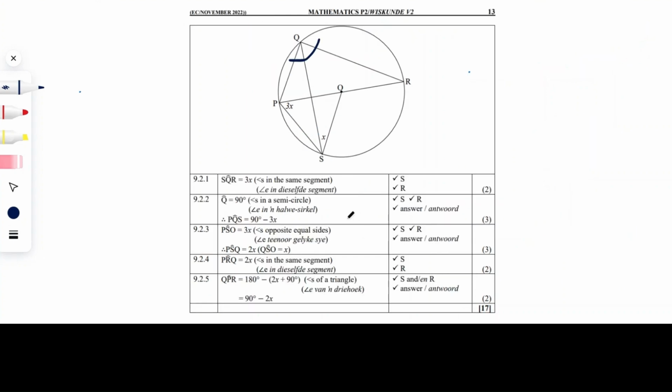So now, when you're actually writing this down as your answer, you first need to say that PSQ, this entire larger angle, equals 3x. It equals 3x because of opposite angles equal. Then you're going to formulate that equation that I showed you previously, and then you're going to say PSQ equals 2x. And that's exactly how you're going to get to your answer.